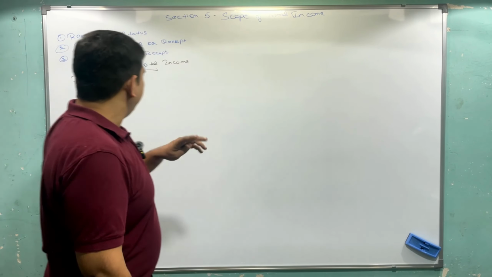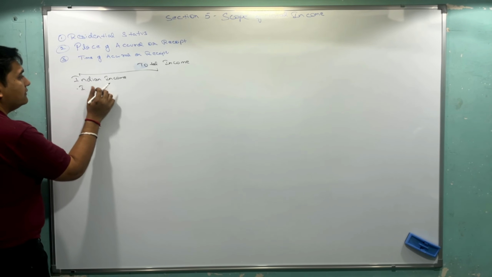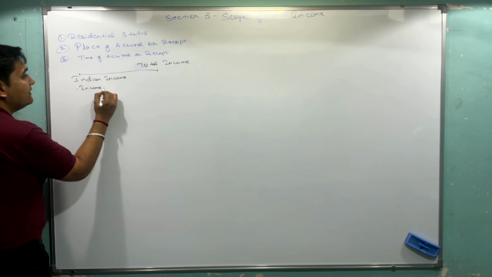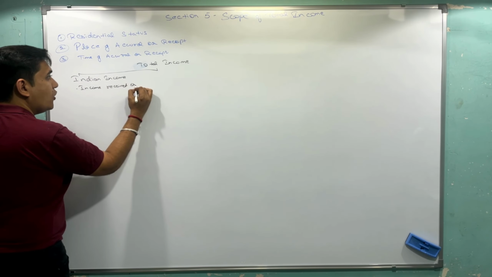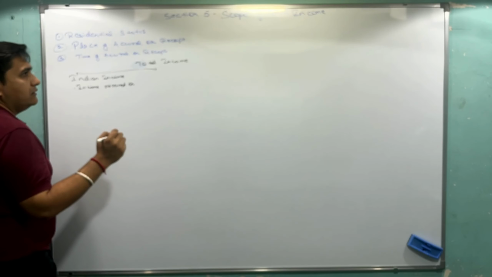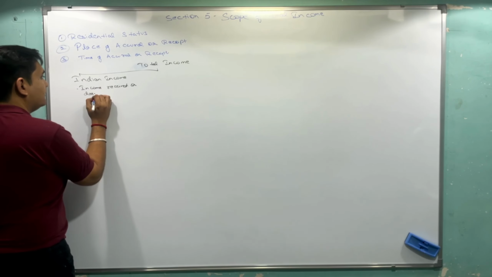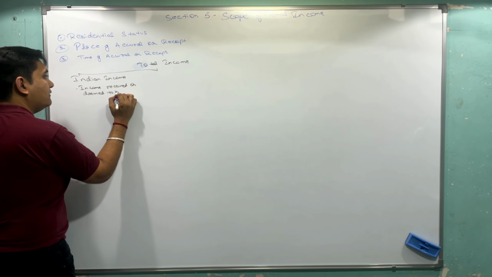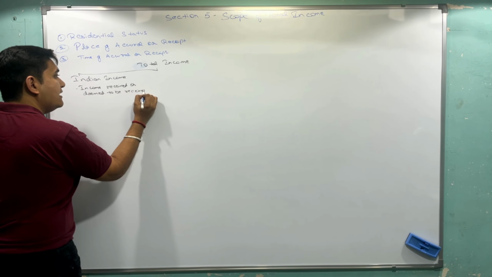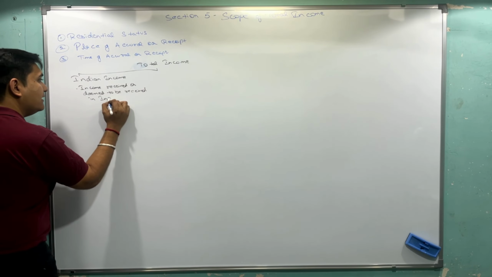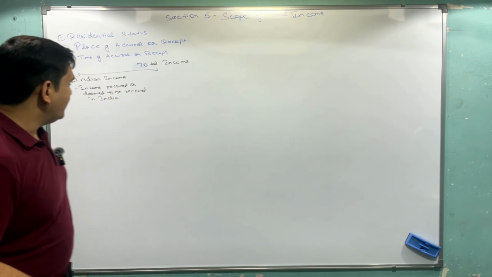What are those? This Indian income will also cover my income which is received in India. Income received or deemed to be received in India. This is just one point. Income received or deemed to be received in India is one point.